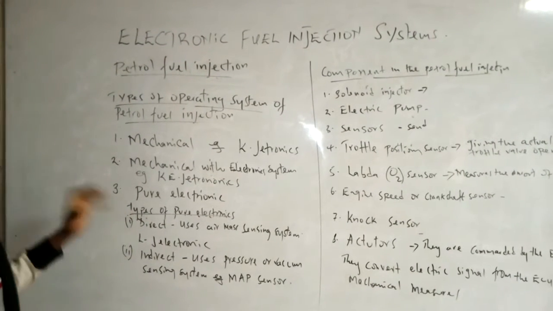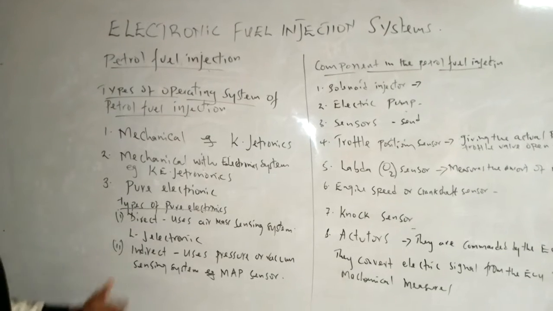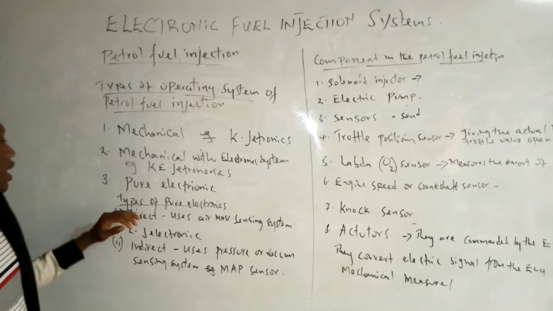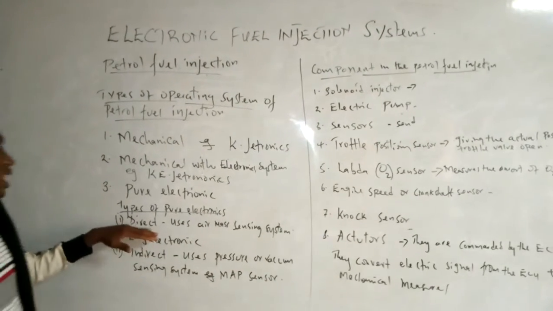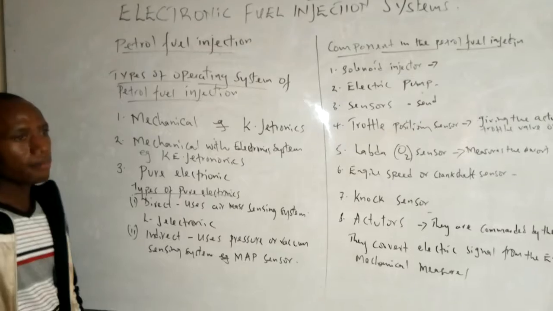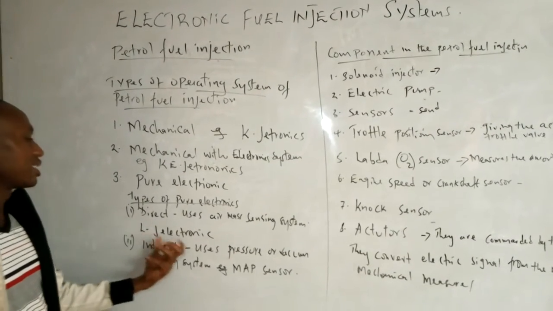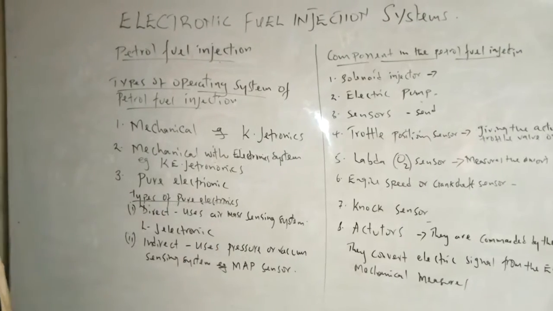Under pure electronics, we have two types: direct and indirect. Let us start with the direct. Indirect, we use the mass sensing system. A good example is L-Jetronic. The L-Jetronic uses the mass sensing system.